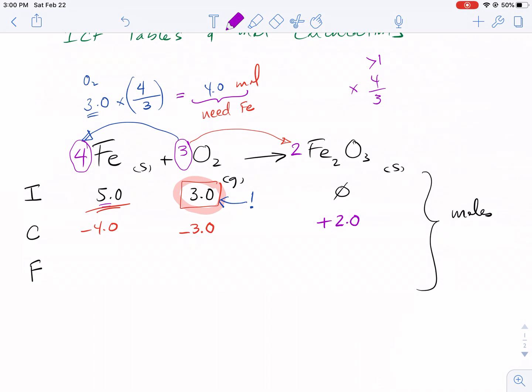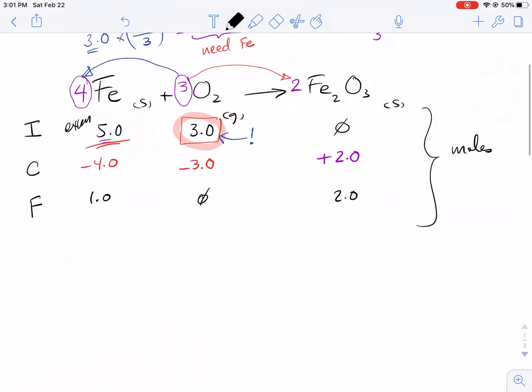So now we are ready to do the final line. The F line is essentially the initial plus change, and 5 minus 4 is 1. So we put 1.0 mole of iron left over. So iron is the excess, and we determine that oxygen is limiting, which is 0. 3 minus 3 is 0. Iron trioxide is 0 plus 2, which is 2 moles.